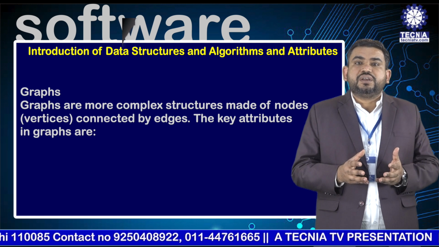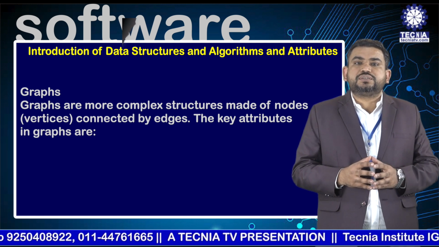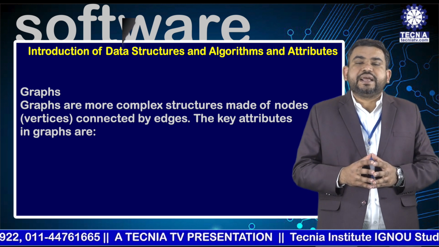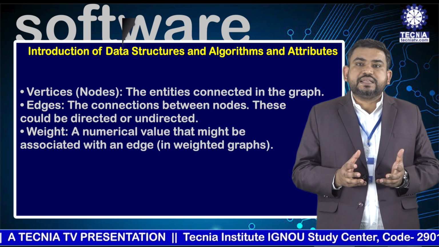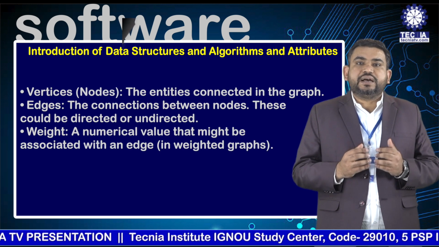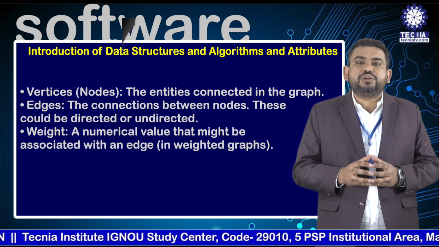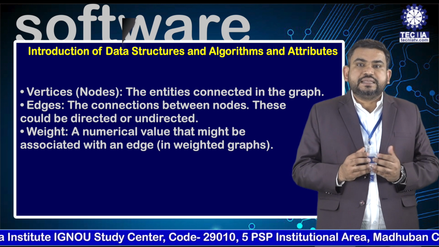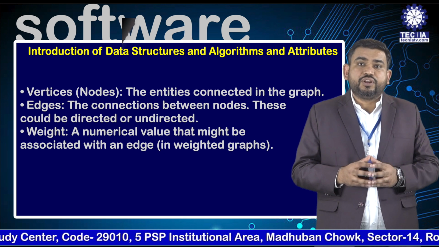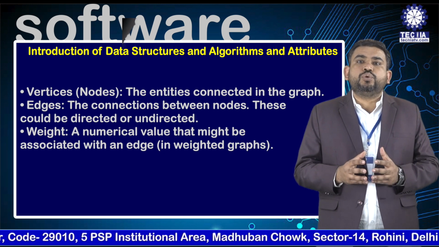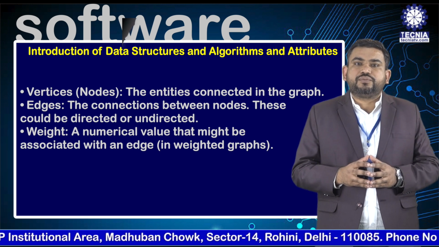In graphs, graphs are more complex structures made of nodes, that is vertices, connected by edges. The key attributes in graphs are vertices, the entities connected in the graph, edges, the connections between nodes. These could be directed or undirected. Weight, a numerical value that might be associated with an edge in a weighted graph.